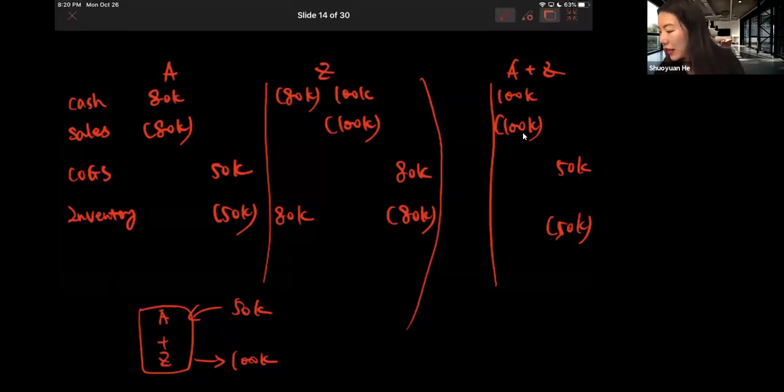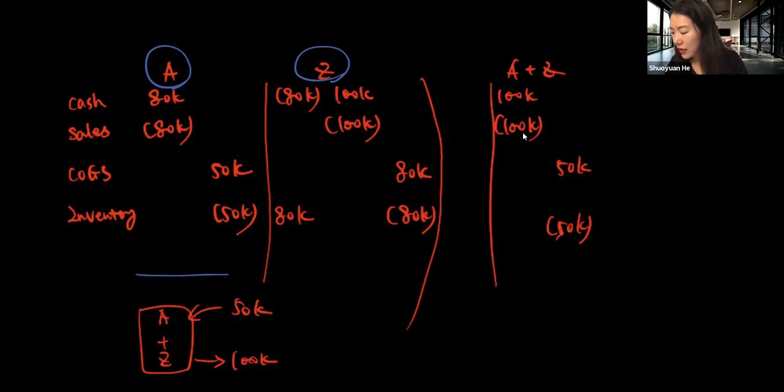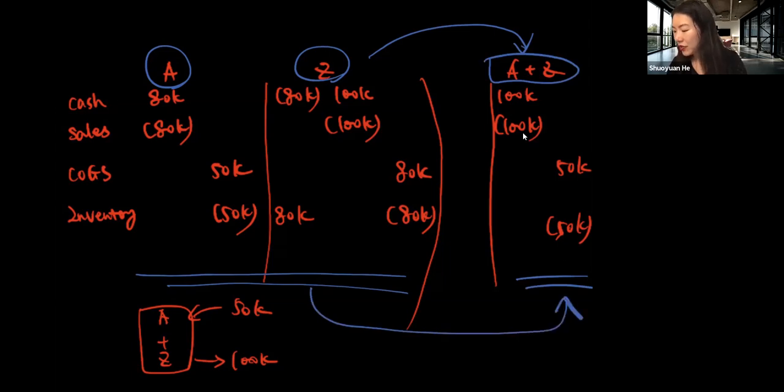So we have Arlington's book and we have Zirkin's book. We have all of those journal entries made on the two firms' books. And now we need to get it as if the two firms are one firm. So we need to get all of this into this. So what should we do here?